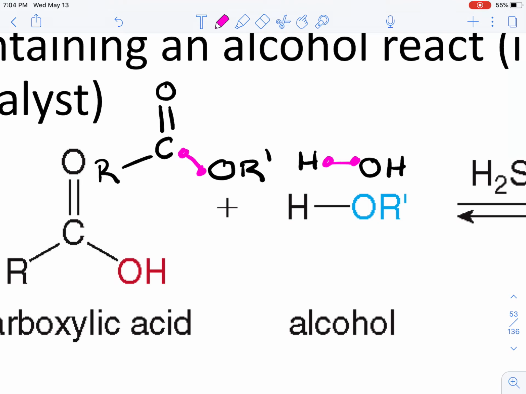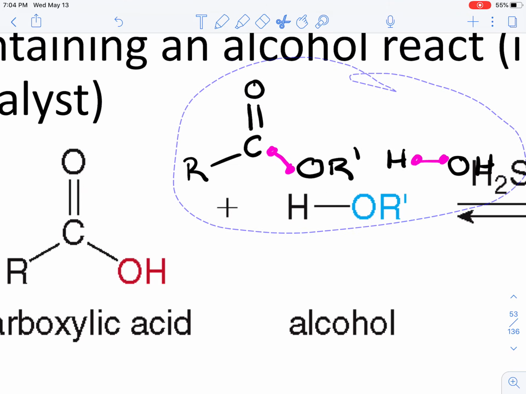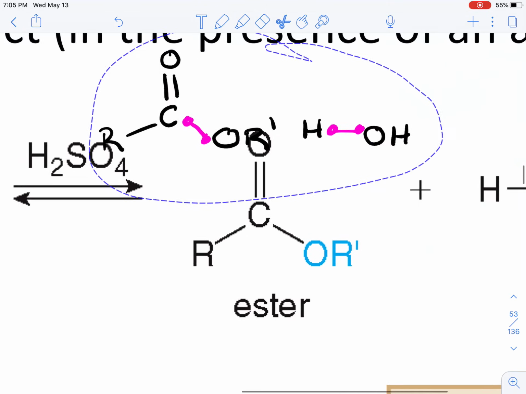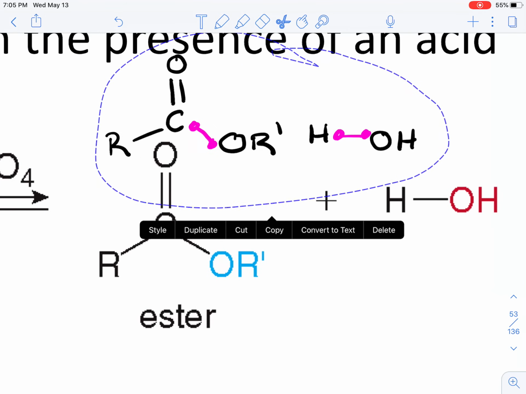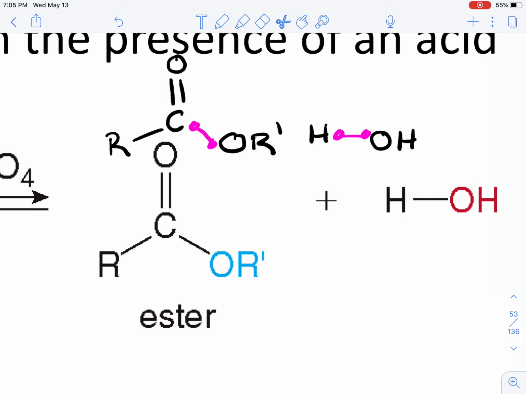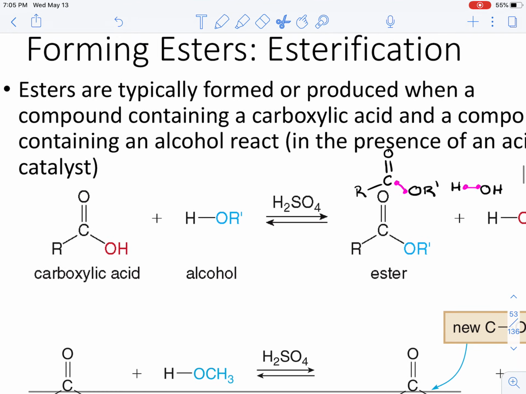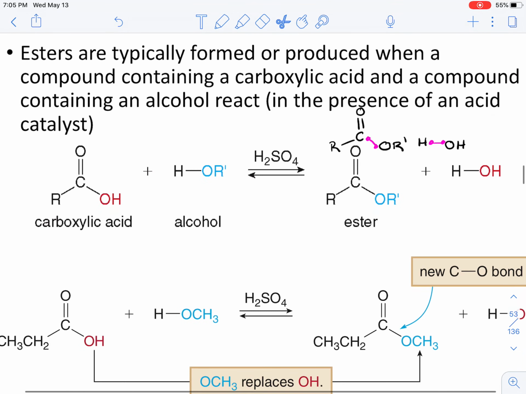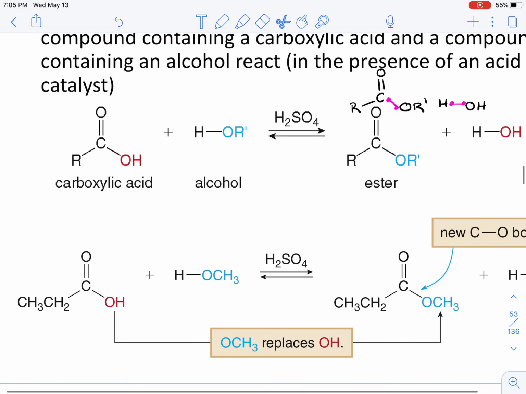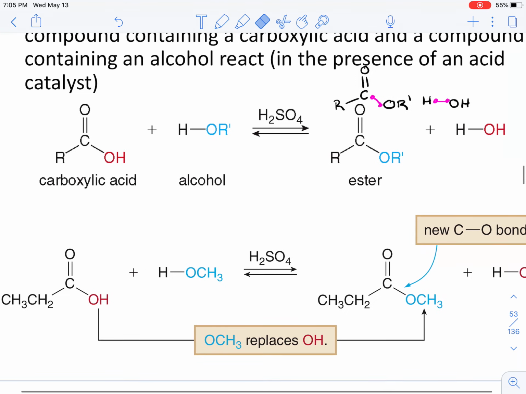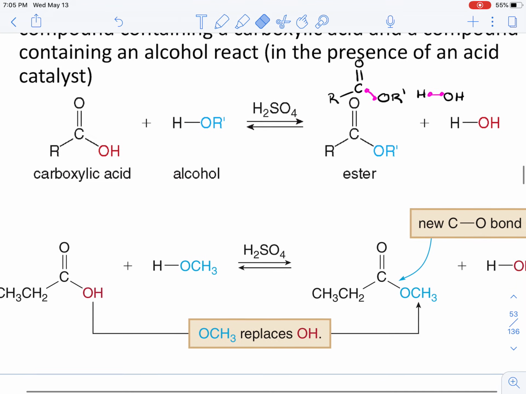And so the product that we're going to get is an ester and a water molecule. Okay. And so we're not focused on the exact mechanism of esterification. We just need to know that if we have a carboxylic acid and we have a hydroxyl group from our alcohol organic compound, when they come together in the presence of an acid catalyst, they're going to form an ester and water molecule.